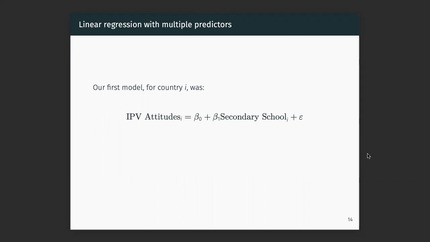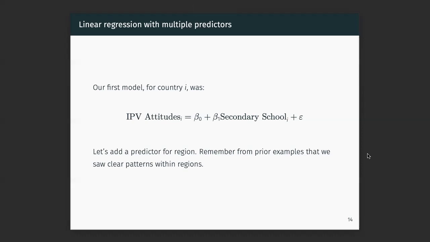Okay. So our first model was that IPV attitudes is equal to beta 0 plus beta 1 secondary school plus epsilon, right? And that's the actual attitude for a country, not the expected value, because we have the epsilon term in there. If I remove the epsilon term, what do I need to put on the left? The E, the expected value. So if I remove epsilon, what I have here is not IPV attitudes, I have the expected value of IPV attitudes, right? If I leave epsilon in, then I can actually recover the observed value.